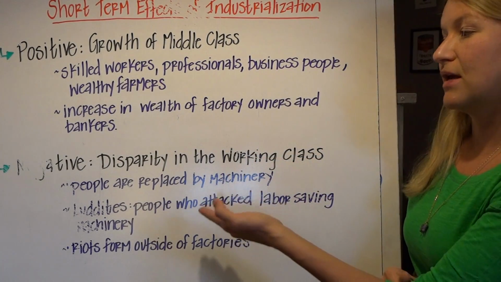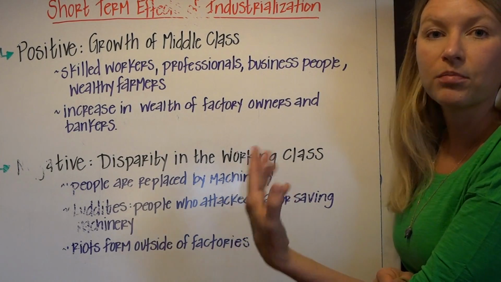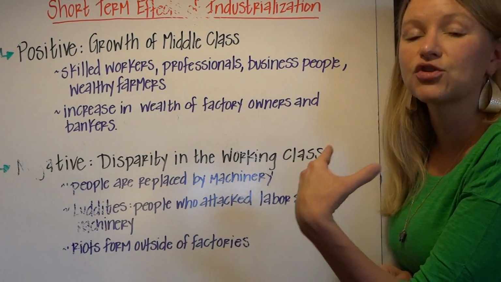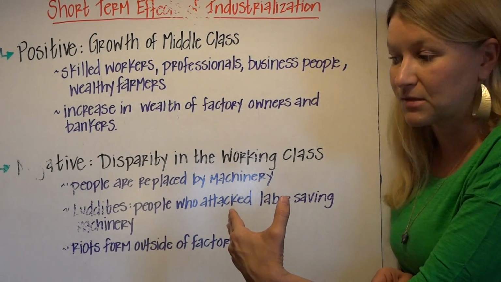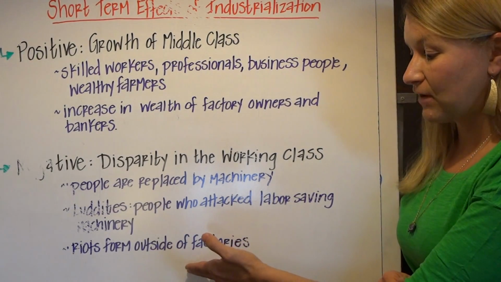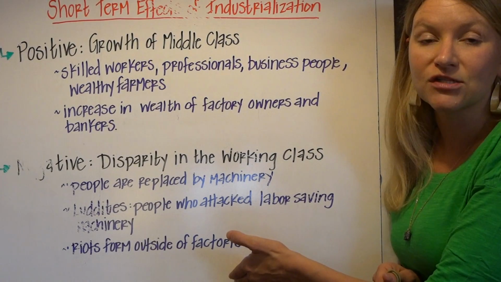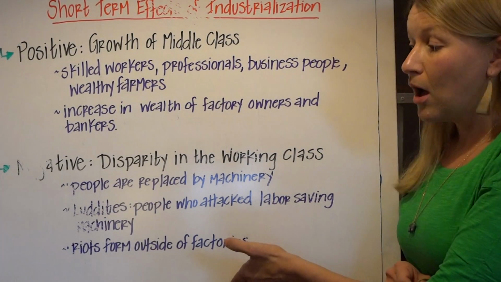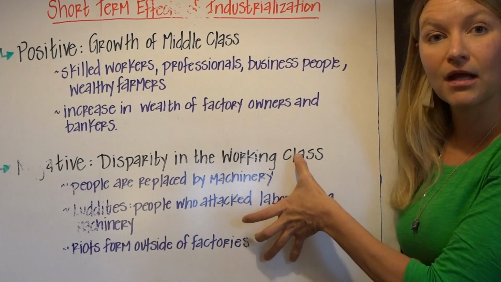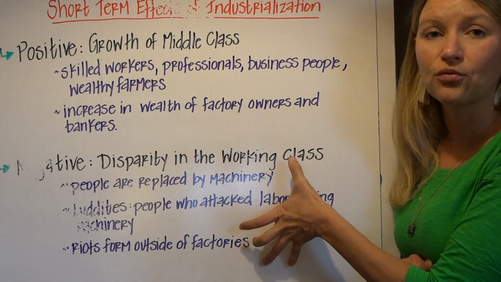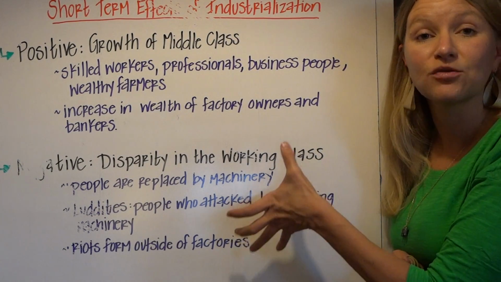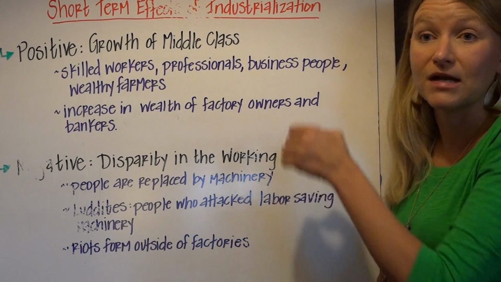Negative was disparity in the working class. People replaced by machinery. And there were a lot of people who felt very strongly that they shouldn't be replaced by these machines. So we're going to see riots forming outside of factories. You're going to see some of your first labor unions forming as well. But the majority of what this is talking about is that there were many people who really felt discouraged by the fact that manual labor was no longer needed in the United States.